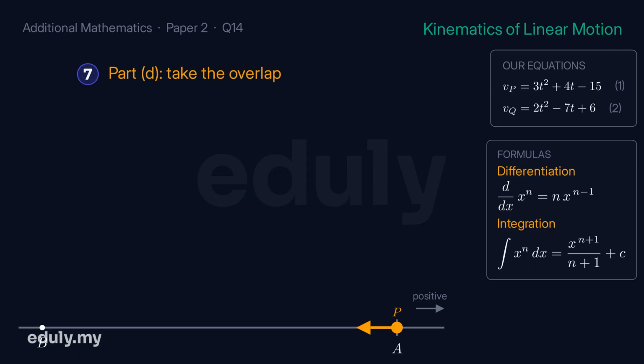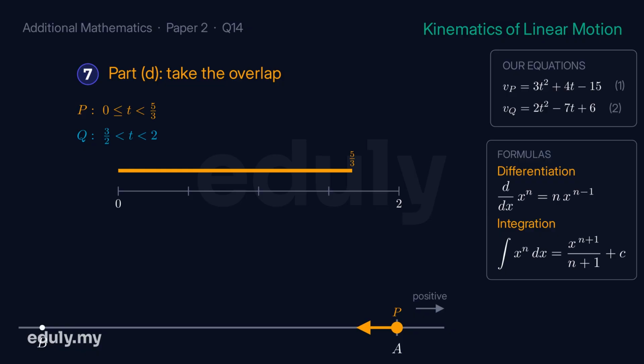Both move left only where the two time ranges overlap. On a timeline, P moves left across this amber stretch from 0 to 5/3. Q moves left across this stretch from 3/2 to 2. The overlap, where both move left, is this narrow mint band. So both particles move left only between 3/2 and 5/3 of a second.